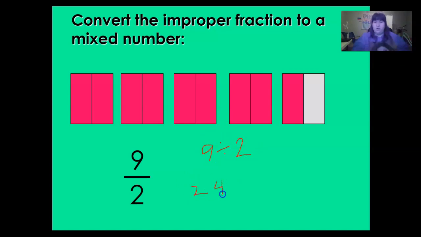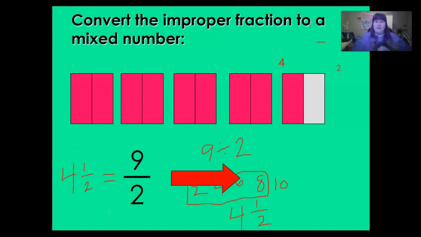2, 4, 6, 8, 10. Oh, I don't have 10. I just have to stop. I was able to make 1, 2, 3, 4 whole groups of 2, but I stopped at 8. How many left over to get to 9? 8, 9. My numerator, denominator stays the same, 4 1/2. 9/2 is the same as 4 1/2.